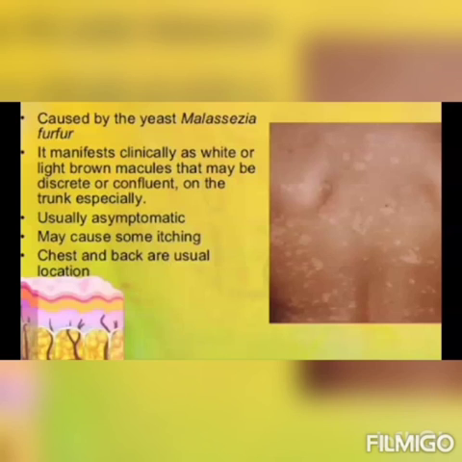Okay, and it manifests clinically as white or light brown macules that may be discrete or confluent, especially on the trunk. So here I already explained that there will be hypopigmented lesions and hyperpigmented lesions. Okay, it may occur as patches or as macules. Usually it appears as macules. According to the nature of the skin, there may be hypo or hyperpigmentation.